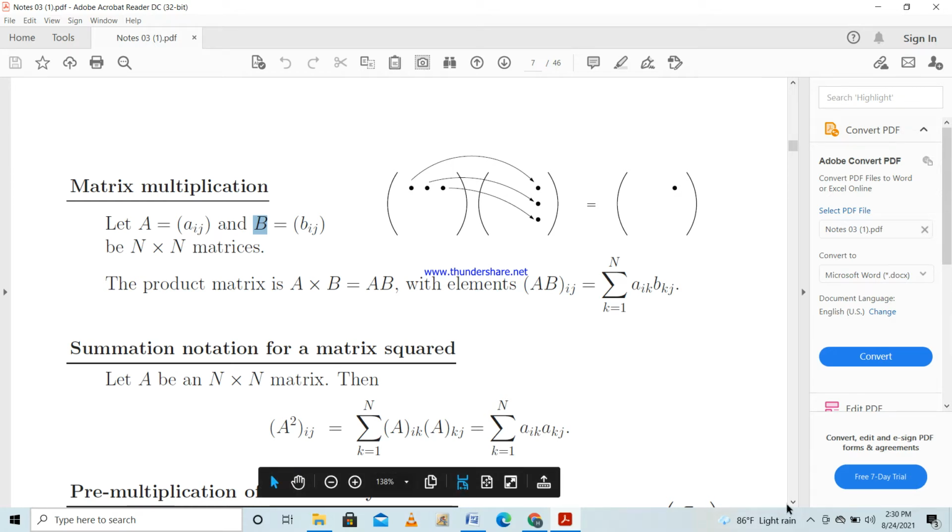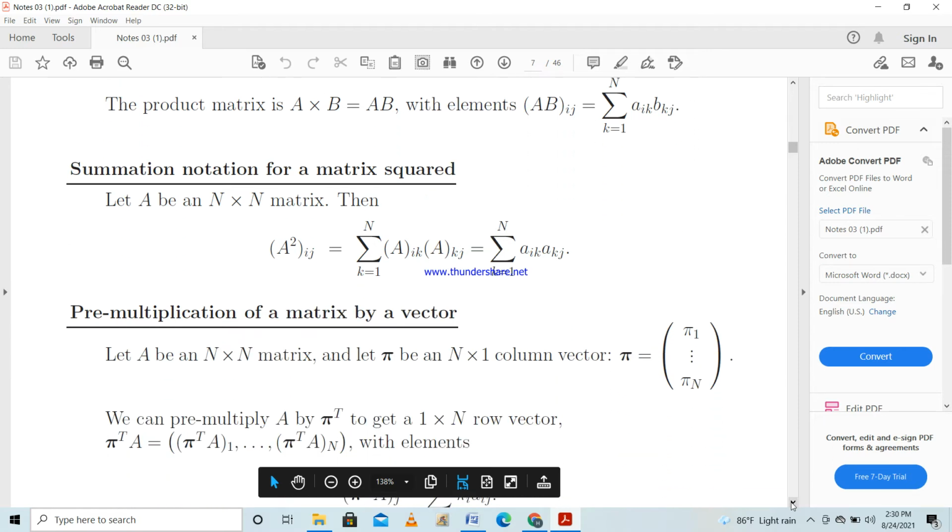Then when it comes to the squared value of a matrix, if A is an n into n square matrix, we can talk about the squared value of that matrix. In that case, A squared ij, we can say is the sum of Aik into Akj, where k goes from 1 to n. So as the notation, we can show it like this.